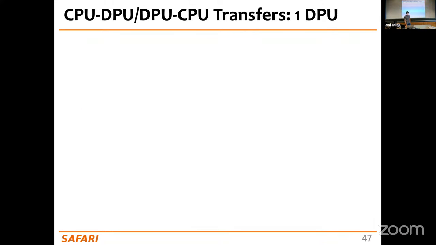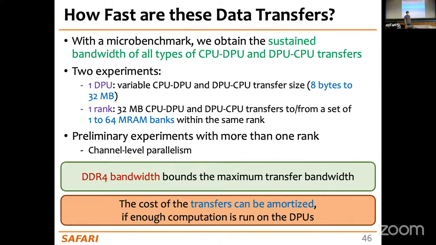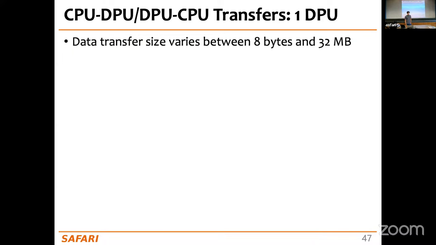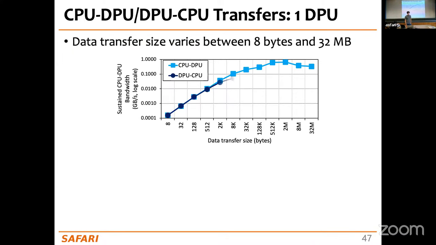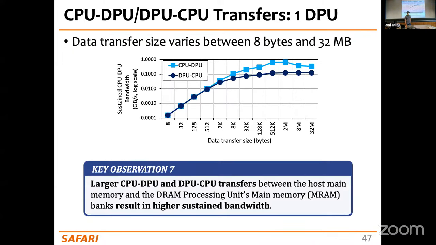We run experiments on a single rank. One rank is 64 DPUs. And we observe that if we go beyond one rank, then the system can exploit channel-level parallelism because the dual socket CPU where we run these experiments has several channels. And here you can see some results. The numbers themselves are not really so relevant. I think the key observations are more interesting.